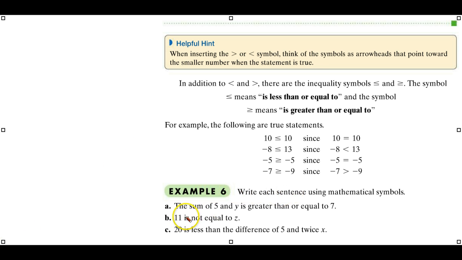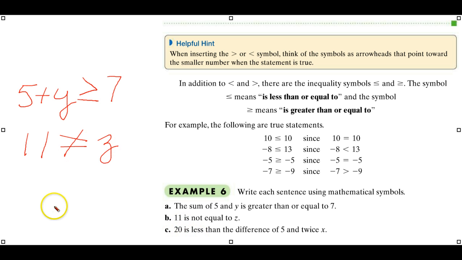Now, in example 6, they ask us to write these statements. So let's write them. The sum of 5 and y is greater than or equal to 7. 11 is not equal to z. 20 is less than the difference of 5 and twice x.